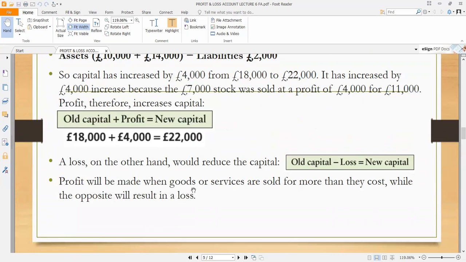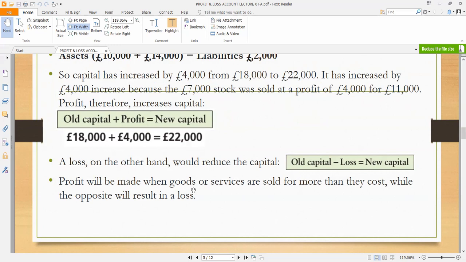So in any instance, in any exam, or in any example, you should be able to answer that with less difficulty. All right. Now, a loss, on the other hand, would reduce the capital. Now, let's look at the opposite of it. The opposite of a profit, of course, we all know, is a loss. A loss meaning you lose. Instead of gaining, like we saw above, we gained 4,000 pounds. But here we are talking about the opposite of that, which is a loss.